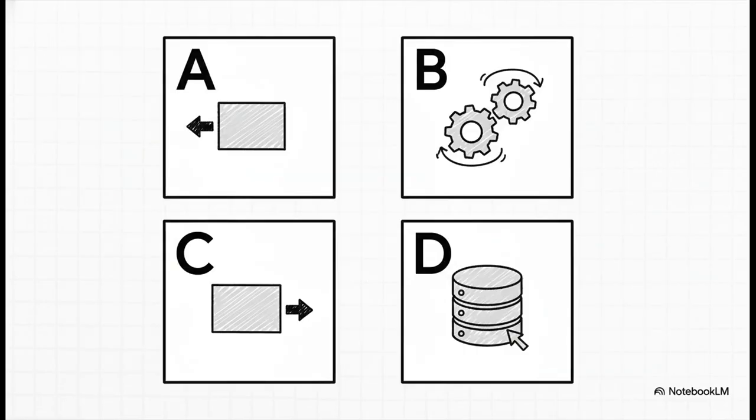So what do you think? Is it A, input, B, processing, C, output, or D, storage? Just think about where in the cycle things are going wrong. The information is all there. It just isn't being delivered.